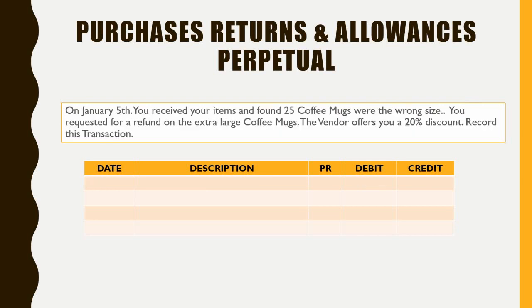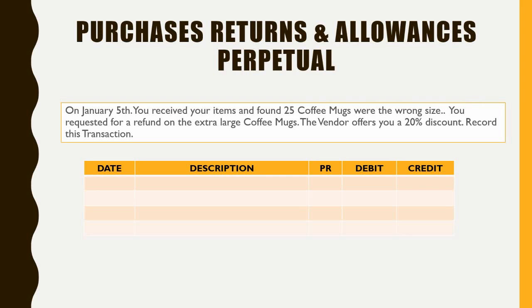And of course, because of the vendor and customer relationship, especially when we're purchasing inventory, for this example, separate from the previous one, let's say on January 5th, we received the items, opened it up, and realized that 25 of those coffee mugs were the wrong size. Of course, you requested a full refund, but the vendor was able to convince you, saying there's nothing wrong with these coffee mugs. They are in good condition. You could still sell them at the end of the day.